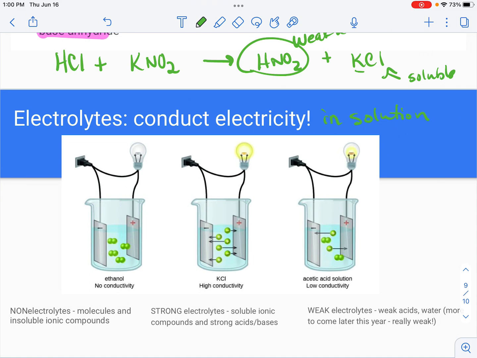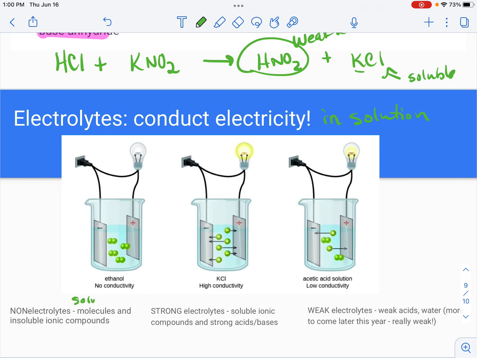So if I dissolve something and it doesn't dissolve into ions, then it's not going to be an electrolyte. It doesn't mean it won't dissolve, because we have lots of things that are molecules that will dissolve, like sugar, things like that, which stay molecules when they dissolve but are still soluble in water. Those would be non-electrolytes. So these do not conduct electricity.